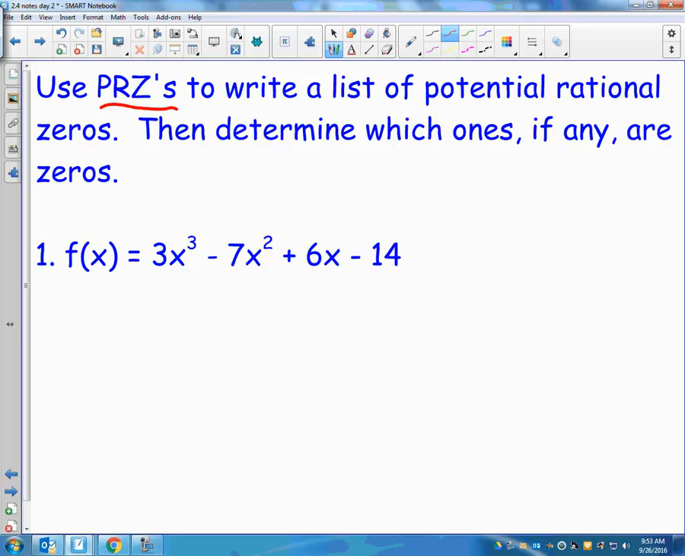So it says use the PRZs to write a list of potential or possible rational zeros, then determine which ones, if any, are zeros. Again, I know you can find the answers immediately by using Desmos or something, but be aware that on your test you get nothing but your brain and your pencil and a scientific calculator. So don't be using Desmos and thinking this is so easy and then get to the test and just cry because you don't have Desmos. Okay?